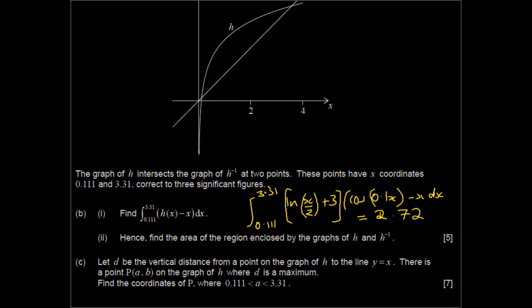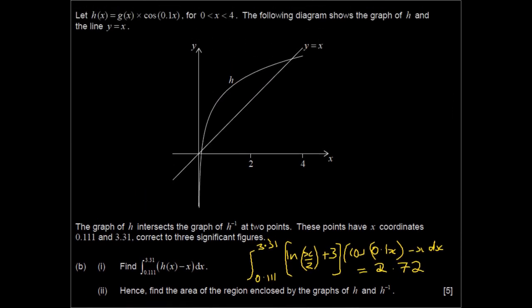Okay, then it says, hence find the area of the region enclosed by the graph of h and the graph of h inverse, the inverse function. So if we come back to the graph here, we've got the line y equals x, and we've also got h. What we found here from our integral is h of x minus x. So this is the graph of h, and then we've done minus x. So what we've found is the equivalent of this area here between the two lines.